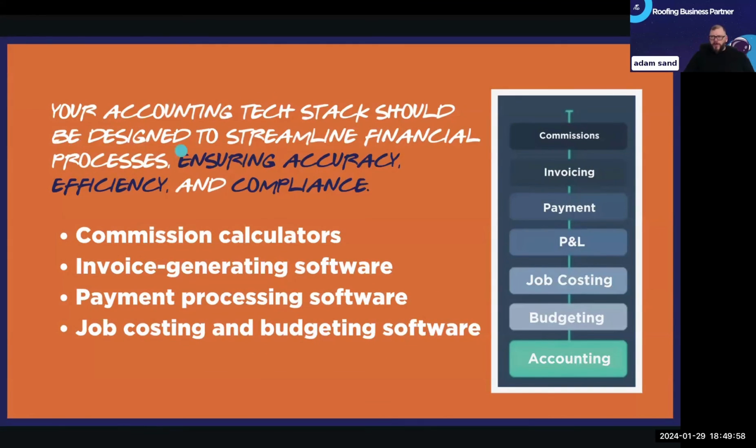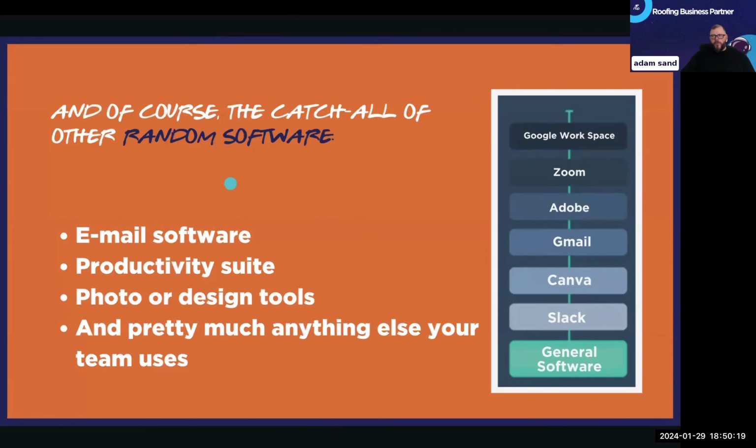Then your accounting tech stack should be designed to streamline your financial processes and ensure accuracy, efficiency, and compliance. So commissions, invoice generating, payment processing, job costing, you want all this stuff to talk to itself so that you can make sure that you're getting good data back, because all these things should talk to each other, right? So you don't have silos. And then of course, you're going to get all kinds of random other software, the email company that you're using like Gmail or Outlook, your productivity suite, like your Google Drive, Google Sheets, Google Docs, Microsoft Office, whatever. You're probably going to get photo or design tools because you're going to want to make graphics here and there. And then pretty much anything else that your team's going to use.